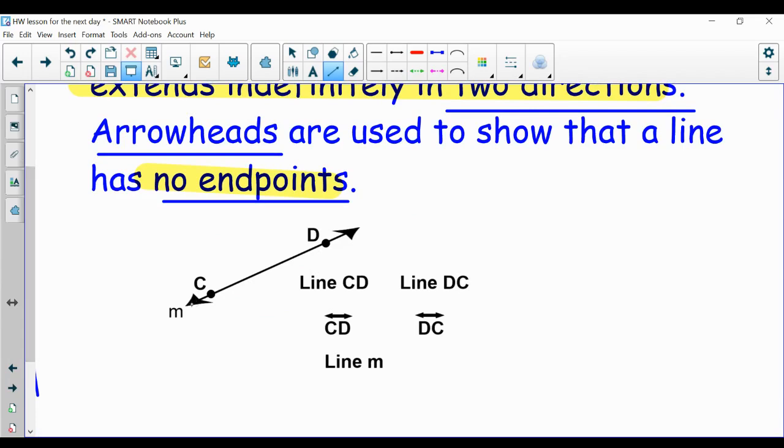So you see there are two arrows on C and D. There's a line. Okay, so we call it line CD or line DC, or we can just use a symbol. Okay, CD and then there are two arrows on top, or DC with two arrows on top. And sometimes you can see there's a lowercase letter. Okay, here it says M over here. That we call line M. So there are five different names for this line.